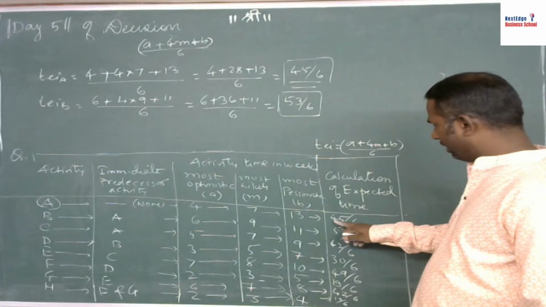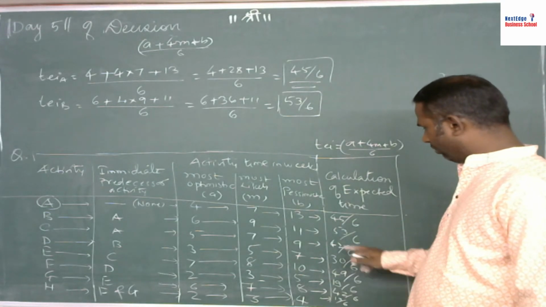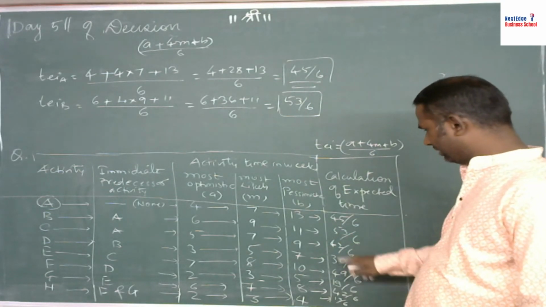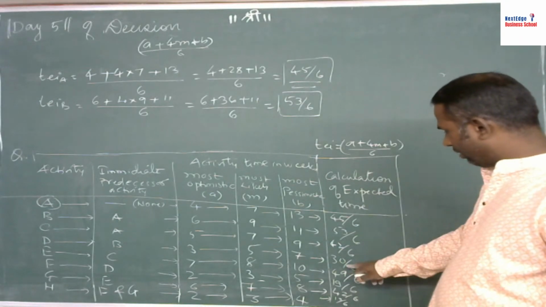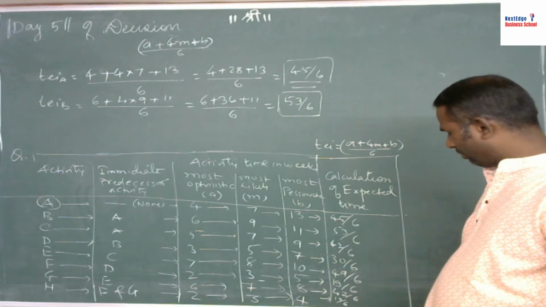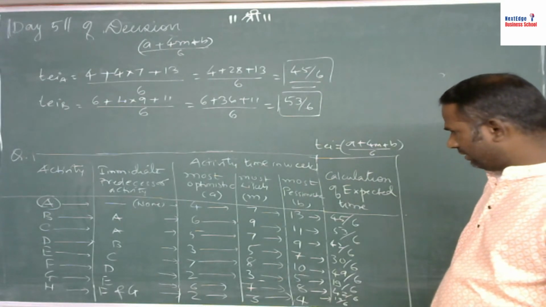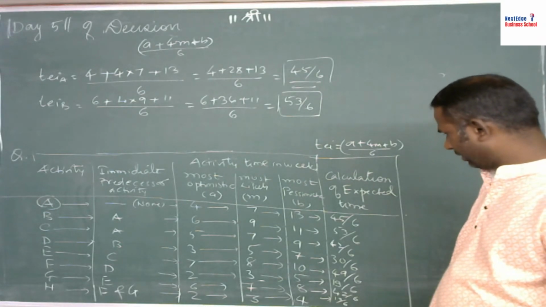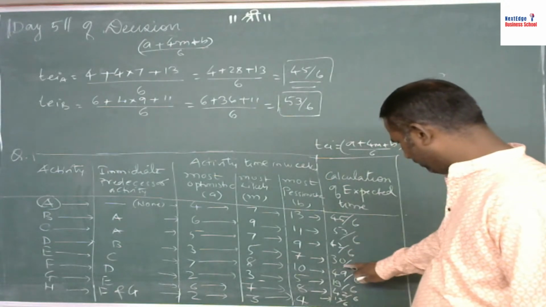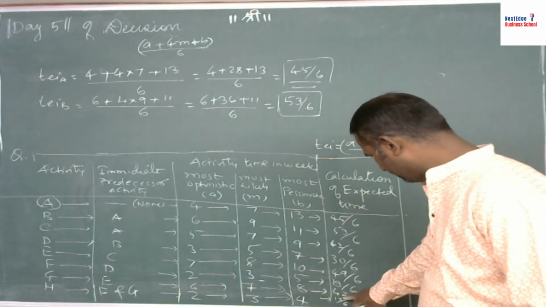For A it's 45 by 6. For B it's 53 by 6. For C it's 42 by 6. For F it's 30 by 6. Then for G, okay, just write 1 2 3 4 5 6 7 8.